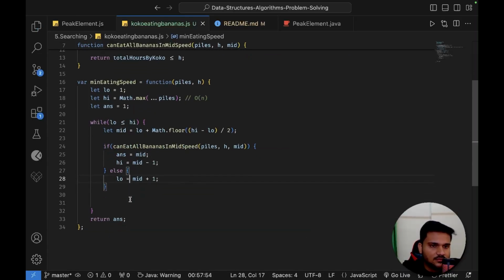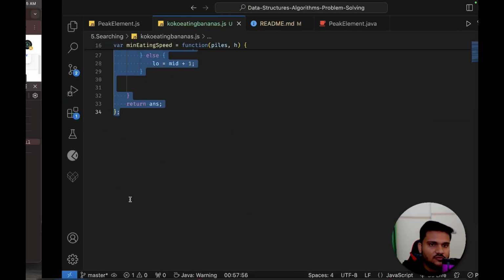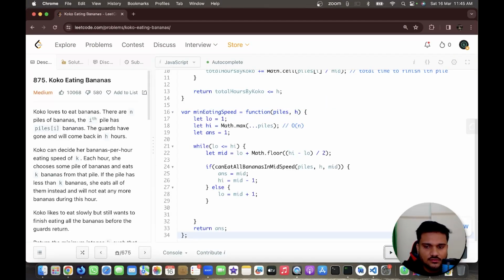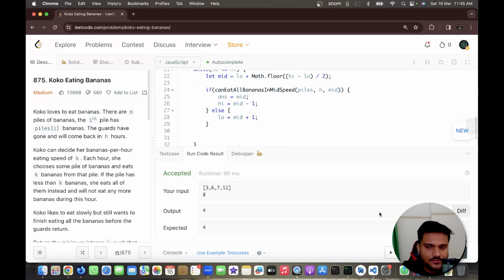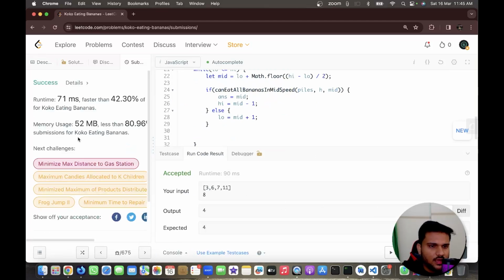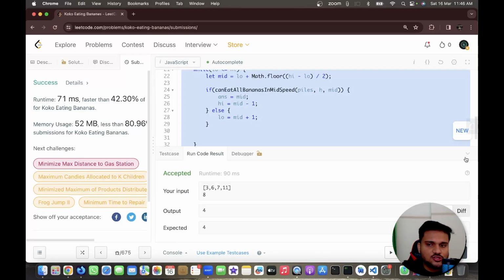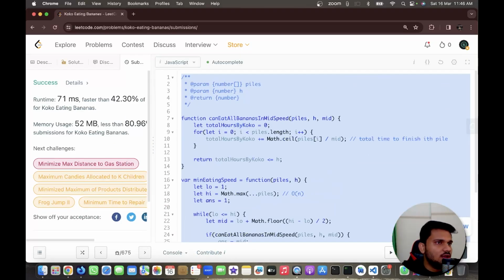That's it. This looks good to me. If I copy this, paste it here, run the code, you can see this looks good. Submit, and here you go. As simple as that. That's how you can actually solve the problem of Coco eating bananas.